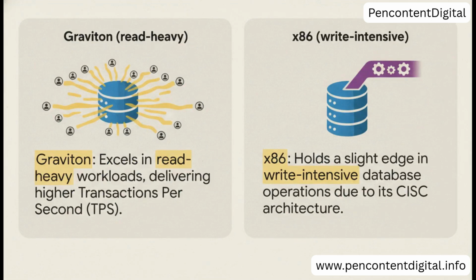Now for round two, databases. Things get a little more nuanced. It's not a simple knockout. For workloads that are really read-heavy, think about serving up a popular website to millions of users, Graviton's efficiency gives it a major lead in transactions per second. But for tasks that are write-intensive with lots of complex updates, that powerful Swiss Army knife approach of x86 still holds a bit of an edge.